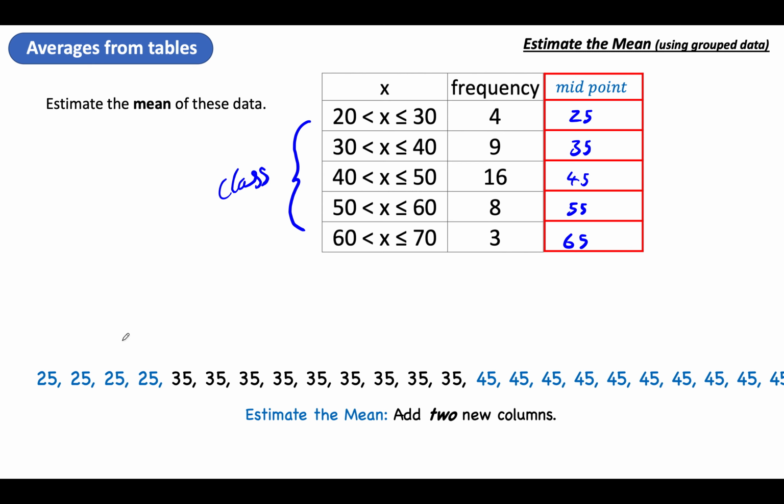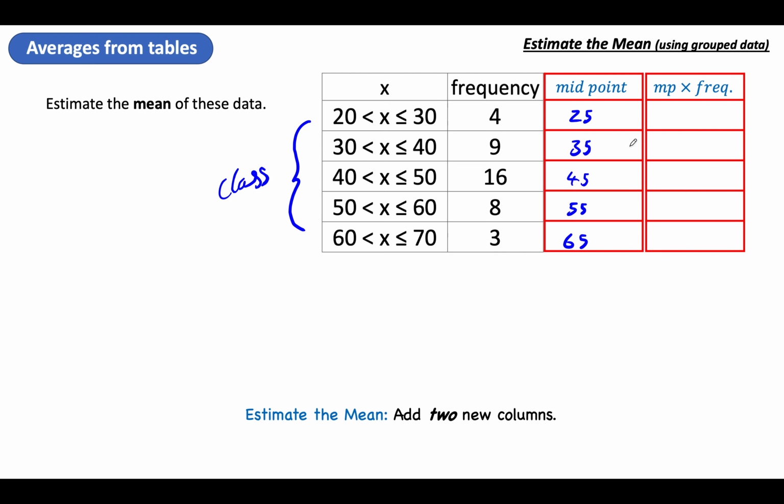So like I said, I'm pretending that each of these has the exact value of the midpoint, because I don't know their exact value. Okay, hopefully I've got that message home. That's why we're doing a midpoint. Now after that, I can do what I did before. Instead of timesing the x value by the frequency, I times the midpoint by the frequency.